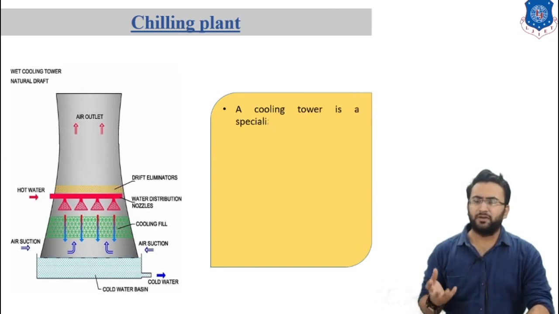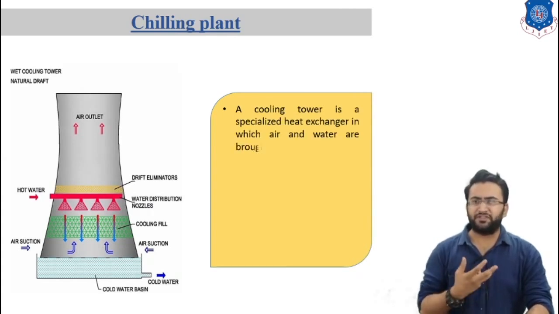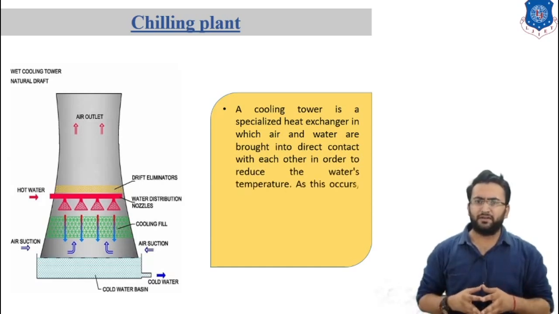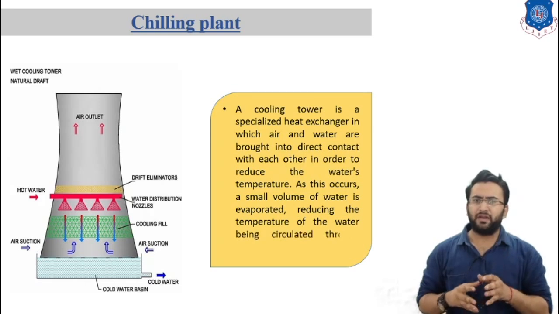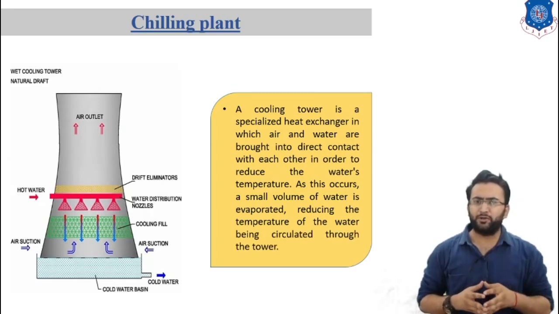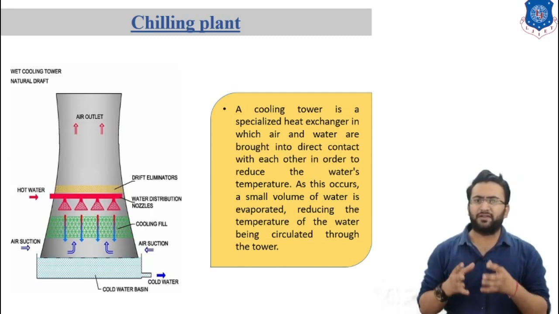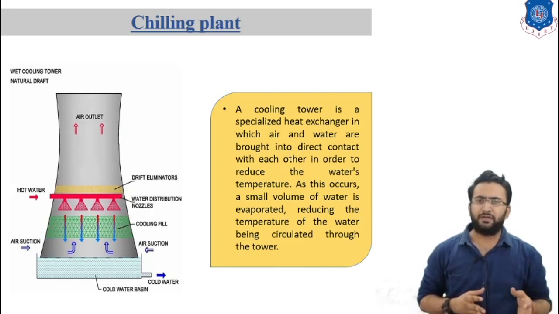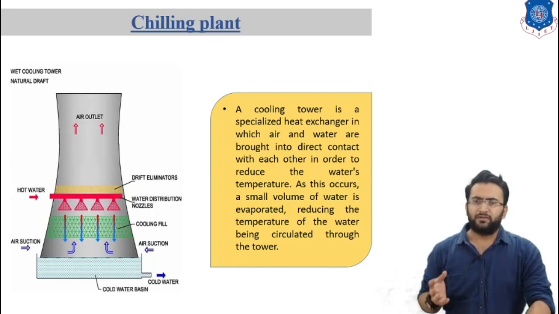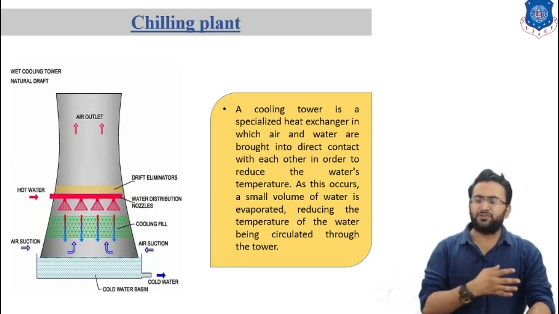Now let's talk about another process utility, which is the chilling plant, or we can say the cooling tower. A cooling tower is a special heat exchanger in which air and water are brought into contact with each other, and in order to reduce the water temperature, as this occurs a small volume of water is evaporated, reducing the temperature of the water being circulated through the tower. So there are various types of cooling towers which are used in the chemical industry and refineries.